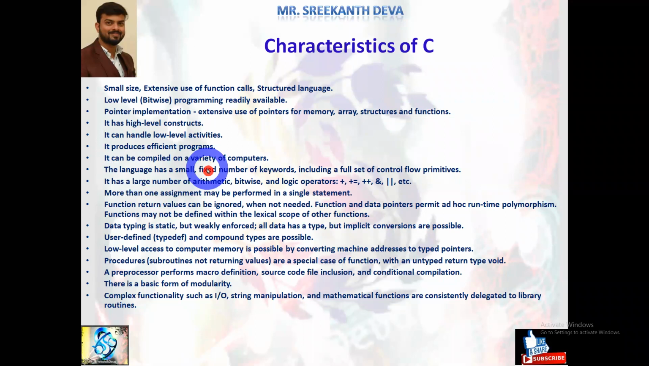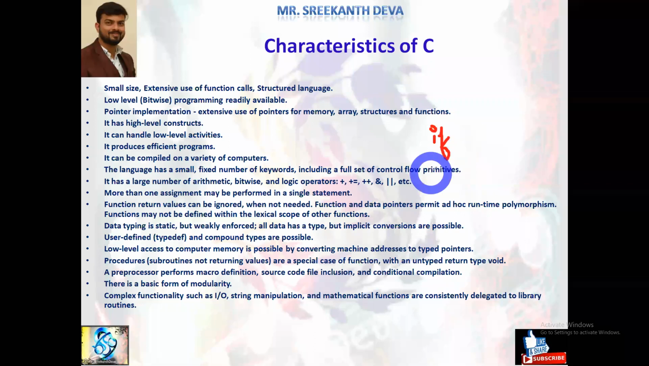It can be compiled on a variety of compilers. The language has a small fixed number of keywords. Here keywords is nothing but what? Reserved words. Remember, for every programming language some set of built-in words are there. We can call them keywords. Each word has some specific meaning. We must use that word for that particular meaning only, but you cannot use your user defined type for a particular keyword. Example, we can take if. If is a keyword. Using the if keyword for what? Conditional checking within the program. See, for conditional statements we are going to use what? The if keyword.